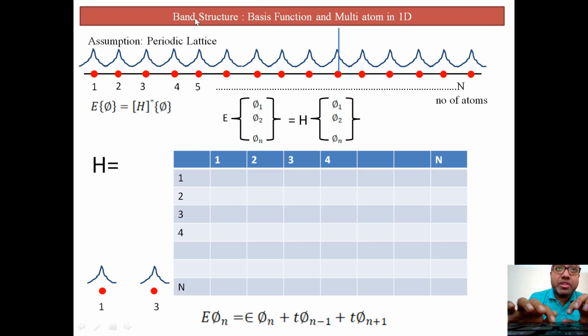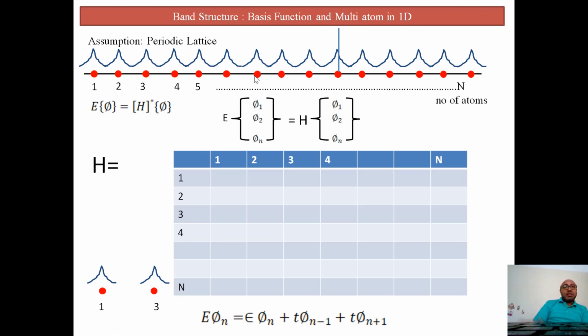Remember my heading: band structure, basis function, and multi-atom in 1D. Multi-atom means a number of atoms in a one-dimensional fashion, and each one is associated with a wave function that looks like this one. This same wave function is a 1s wave function. Let me consider this 1s wave function.